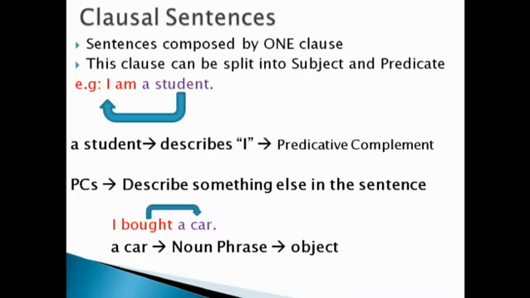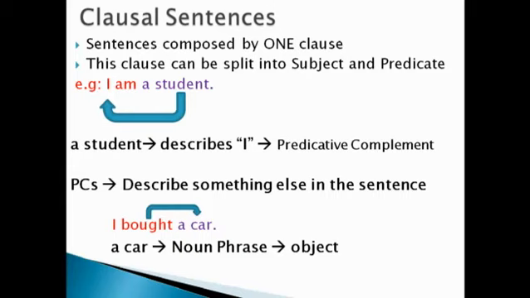Well, in "I am a student," "a student" refers back to "I." Who is a student? The pronoun "I." There is a relationship of equality between the pronoun "I" and the noun phrase "a student." So I can say it describes "I." It's a predicative complement. Now, predicative complements describe something else in the sentence.